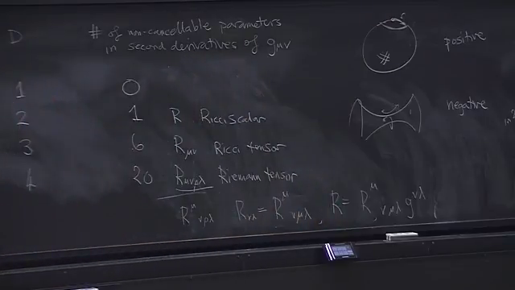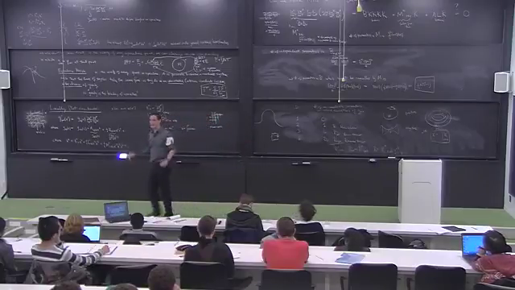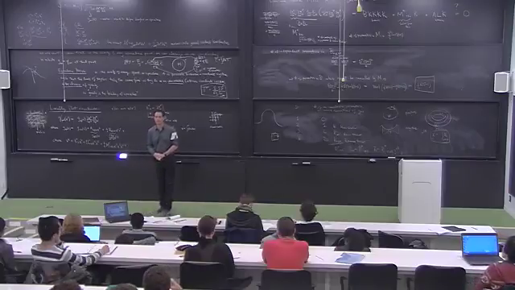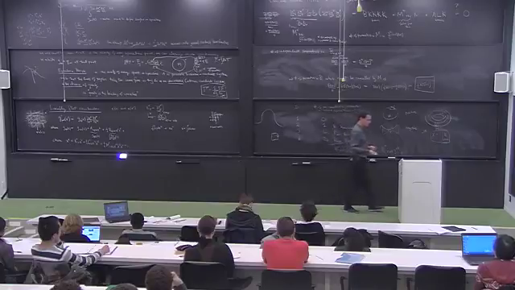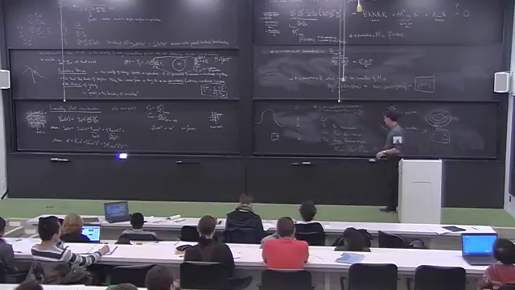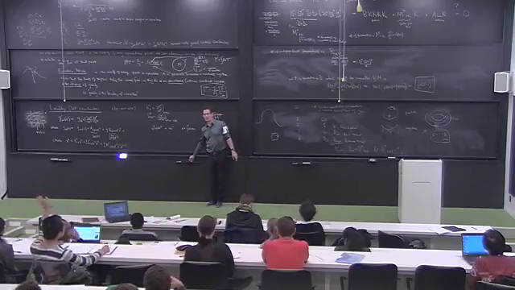In fact, there is a theorem. If the Riemann tensor is 0, the space is flat. If the Riemann tensor is 0 everywhere, the space is flat. That is proven in Weinberg's book. Any other questions? Yeah.